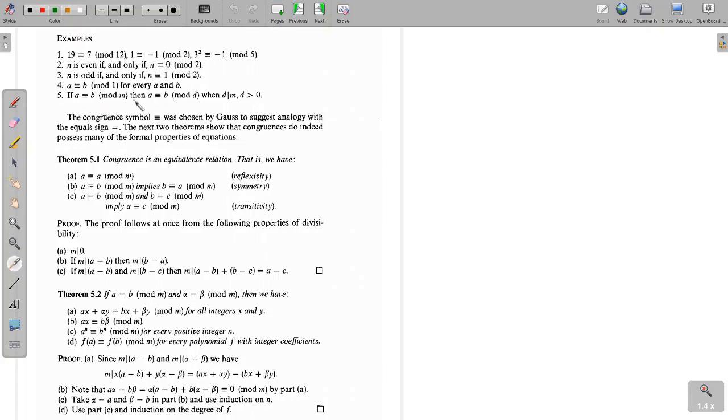If a is congruent to b mod m, then a is congruent to b mod d, when d divides m and d is greater than 0. This is because a ≡ b mod m implies m divides a minus b. But we know that d divides m. These two statements together imply that d divides a minus b, which implies a is congruent to b mod d. So this is the fifth example.